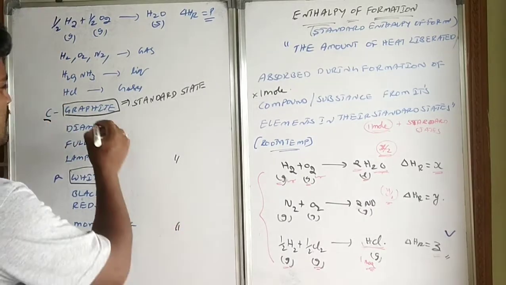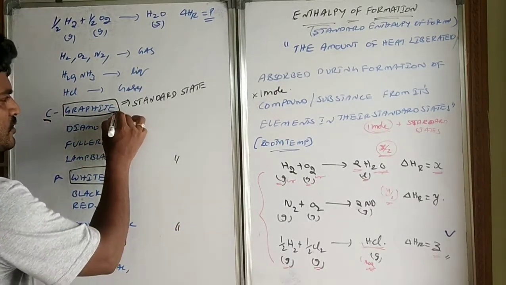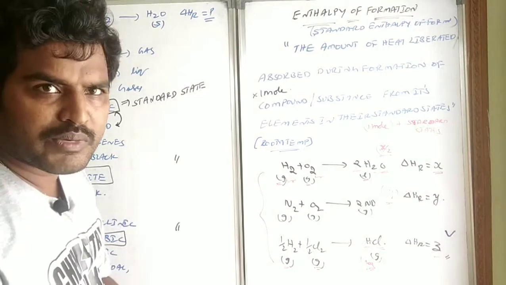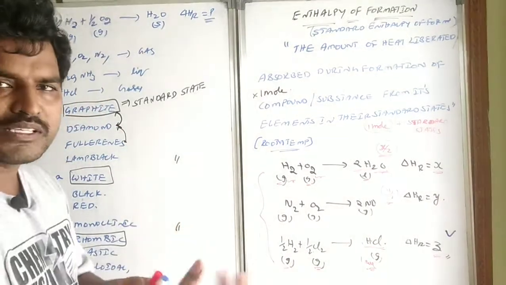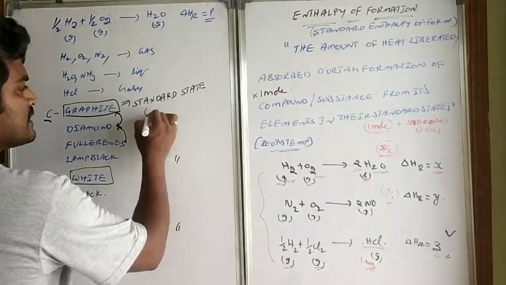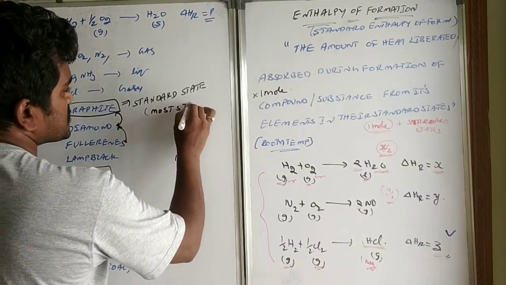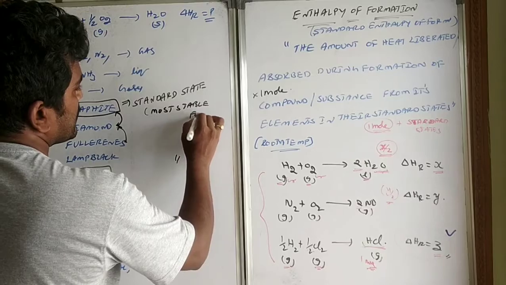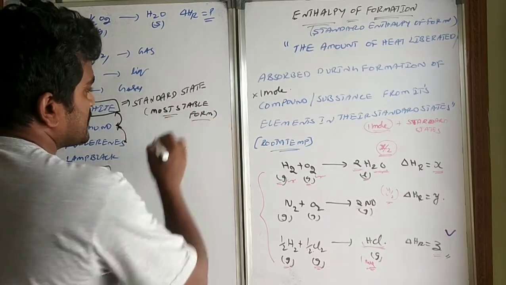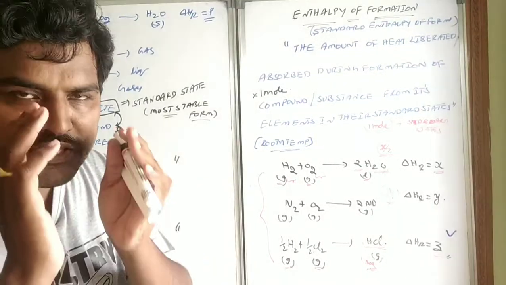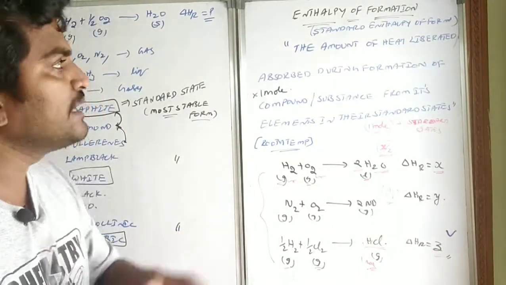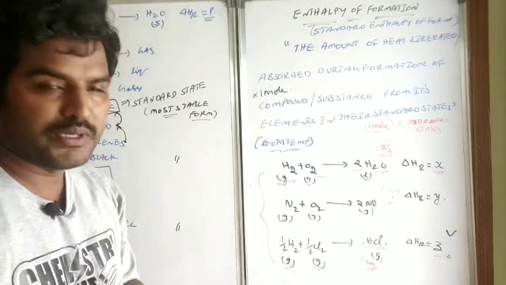Why? Because for converting graphite into diamond, you have to supply some amount of heat. For converting diamond into fullerenes, you have to supply some amount of heat. And graphite is the most stable form. Standard state is nothing but the most stable form. So we can explain the stability of a particular element by using this enthalpy of formation.